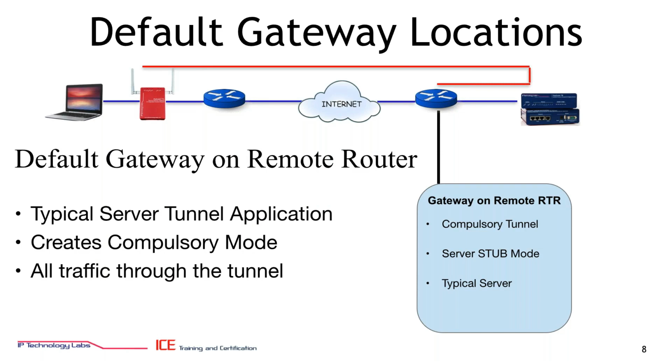I can set up the remote router as my default gateway. If I do that, this is typically how we would set up a server network. Server is in stub mode, single Ethernet connection to the network. Any traffic that's outside of my 192.168.10 network, I'm sending through the tunnel to the remote gateway, and he routes it out his ISP.